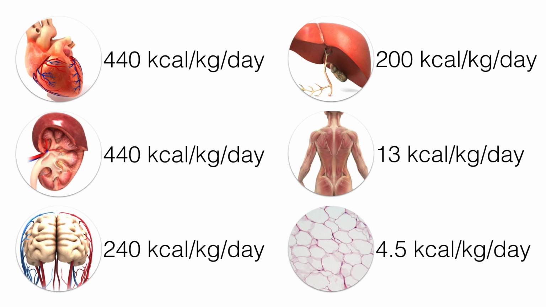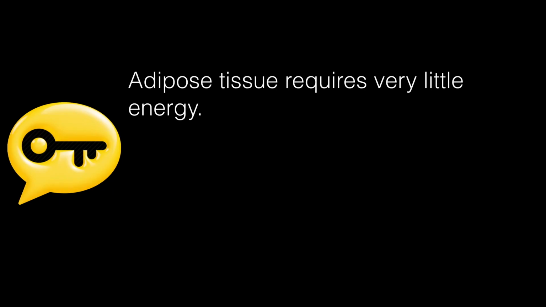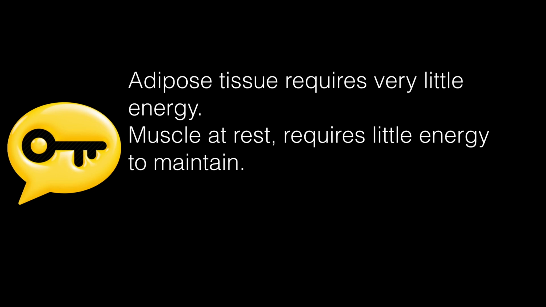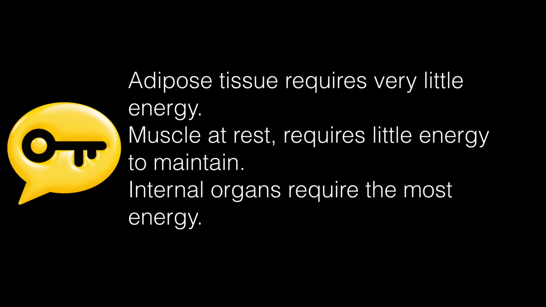On the other hand, make that muscle work hard, and then having more muscle means being able to use more energy in a given amount of time. Because working muscle takes a lot more. This is just the amount of energy required by muscle to maintain itself, to basically not waste away when it's not being used. The key messages are: adipose tissue requires very little energy. Muscle at rest requires little energy to maintain. And internal organs actually require the most energy even when we're at rest.